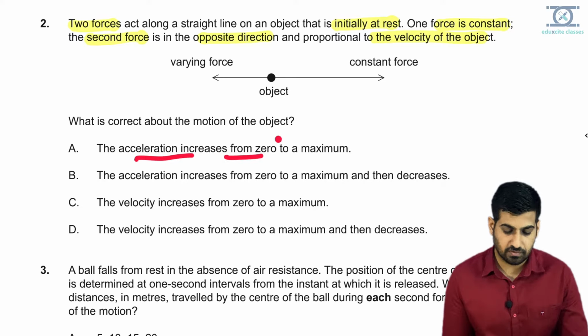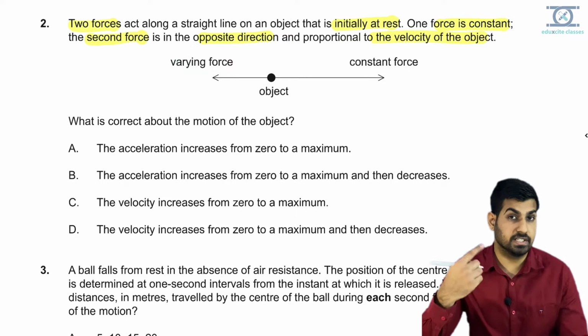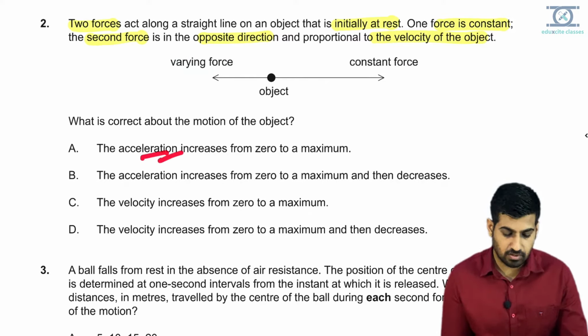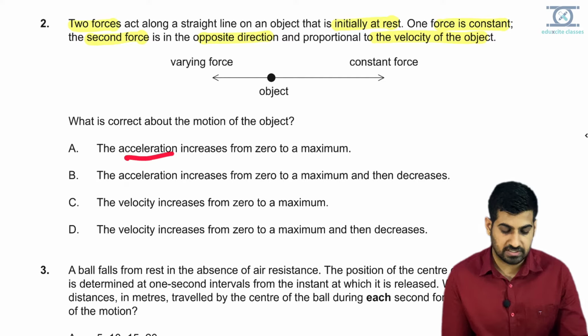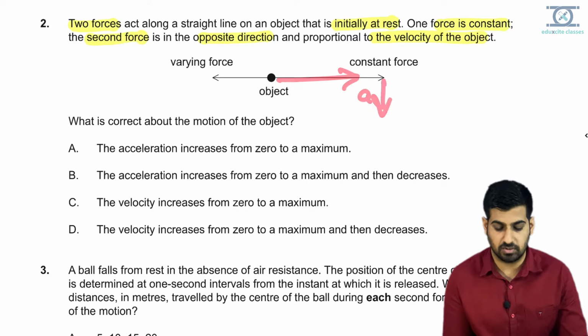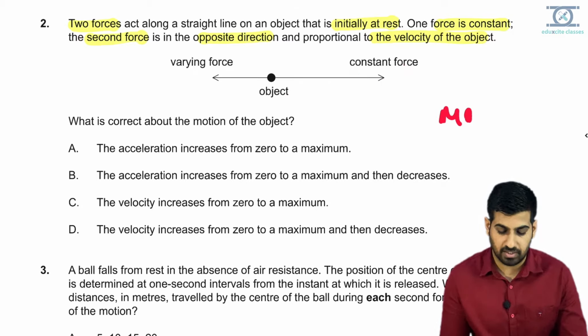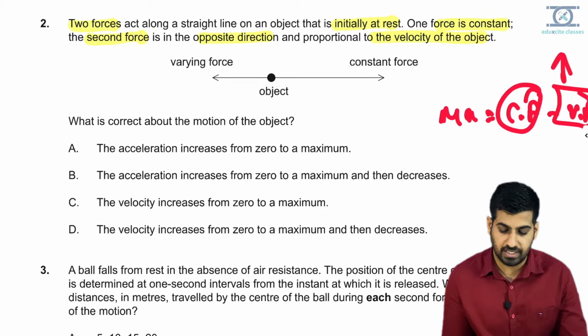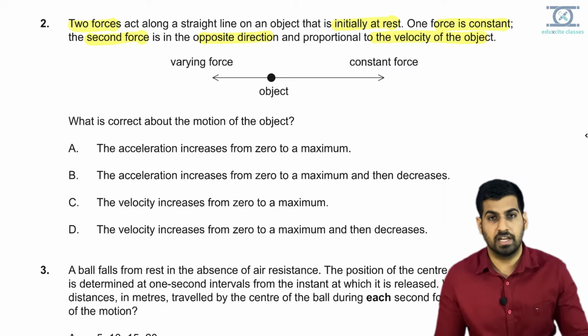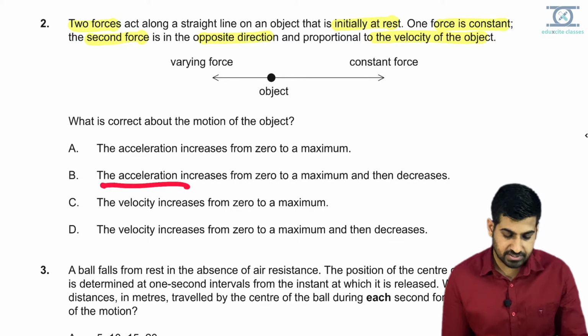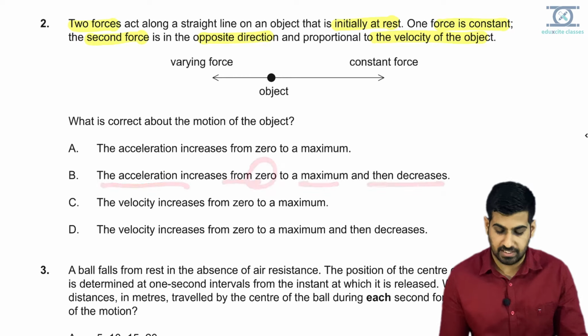The acceleration increases from 0 to maximum. So if you see a constant force is acting and this is a varying force which increases with the velocity, so the acceleration will not increase from 0 to a maximum value. Okay, because you can see that if the force is increasing, the net acceleration will get decreased because of the resultant force, that is ma will be constant force minus varying force. So this varying force is increasing, so we will be getting a subtracted value from the constant force, so the resultant acceleration will decrease. Okay, the acceleration increases from 0 to a maximum and then decreases again, that is the wrong answer.